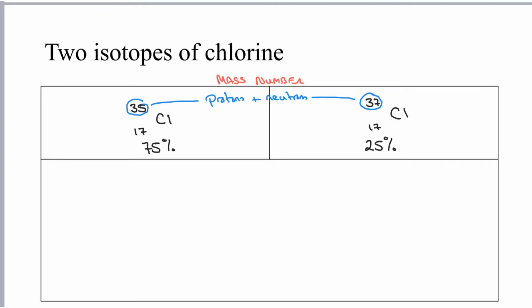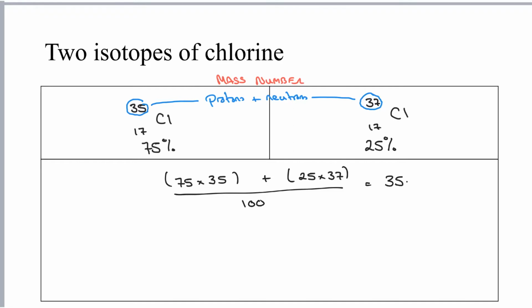Let me show you how to calculate the relative atomic mass. So we do 75, multiply that by 35, bracket those together and add it to 25 multiplied by 37. If we divide that all by 100, because of course they're percentages, we get the relative atomic mass, which is 35.5. And the relative atomic mass often isn't a whole number, but it's a weighted mean or a weighted average that takes into account the percentages of the isotopes. Now, the relative atomic mass doesn't need a unit.